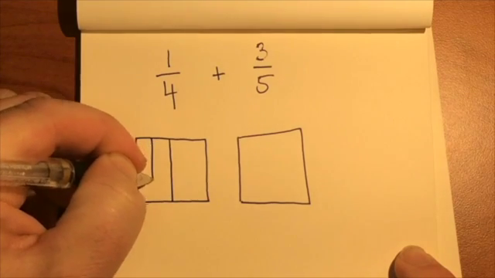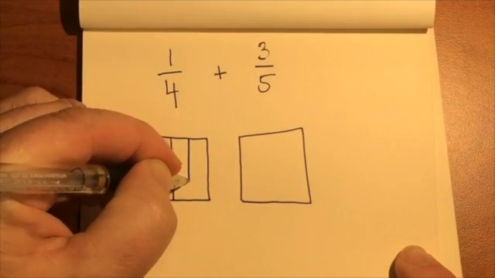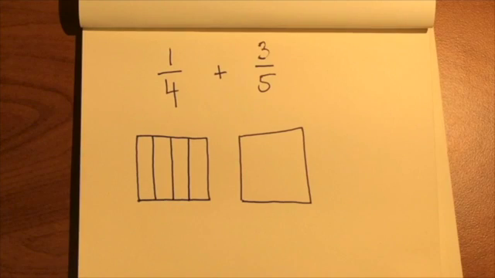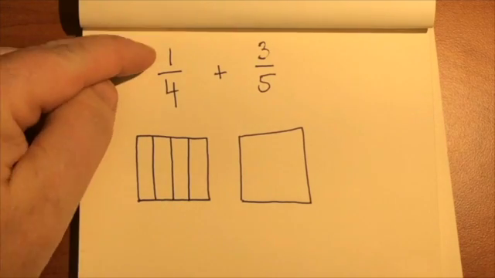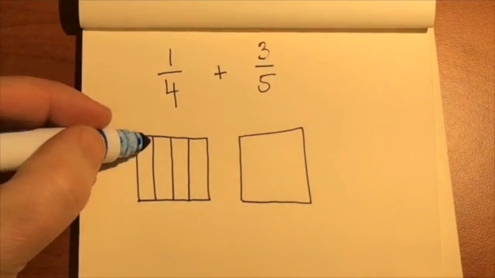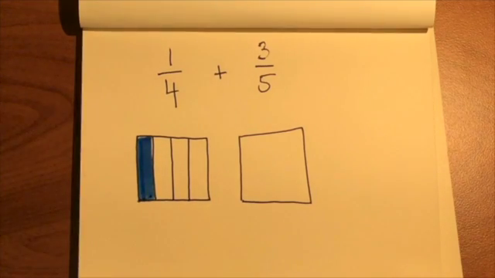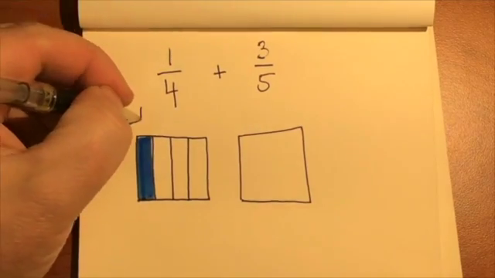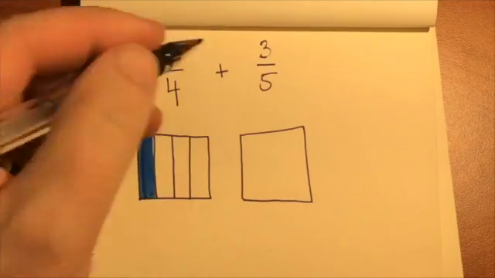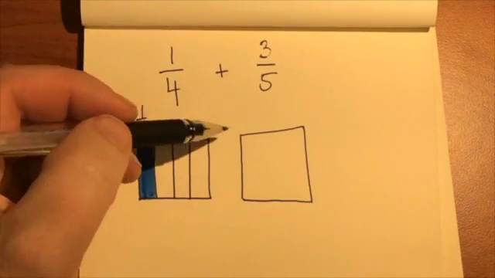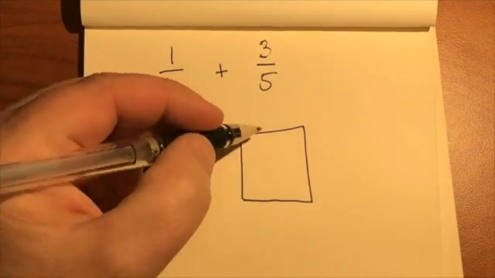And so one way we can do that is by dividing this square into 4 parts. And I have one part, so I'm going to shade in 1/4. And over here, so there I've modeled 1/4, and I can label that. Over here, I have 3/5, so instead of dividing into 4 parts, I'm going to divide this into 5 parts.